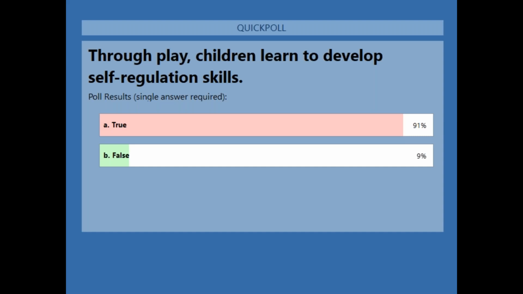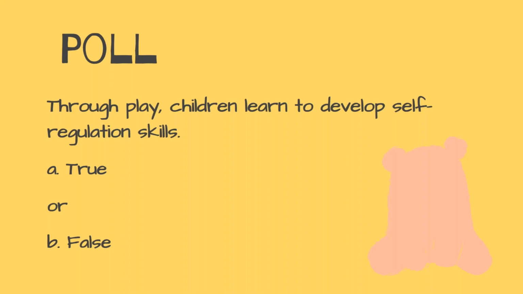And ta-da, 91% said true. Through play, children actually do learn to develop self-regulation skills. Okay. Awesome, and we're going to find out how that works, why that is. Is that true? Yes, it is true.